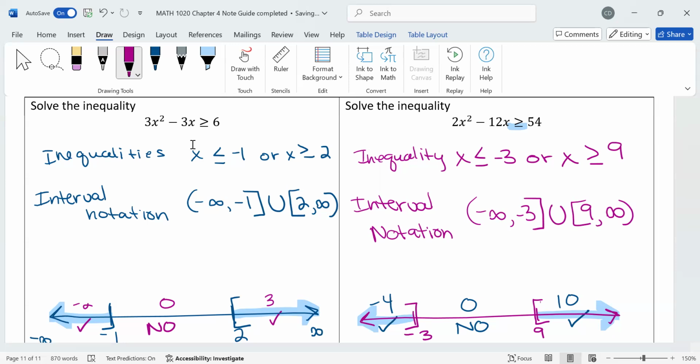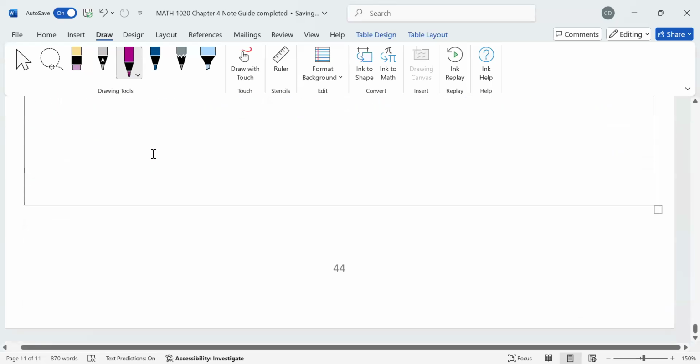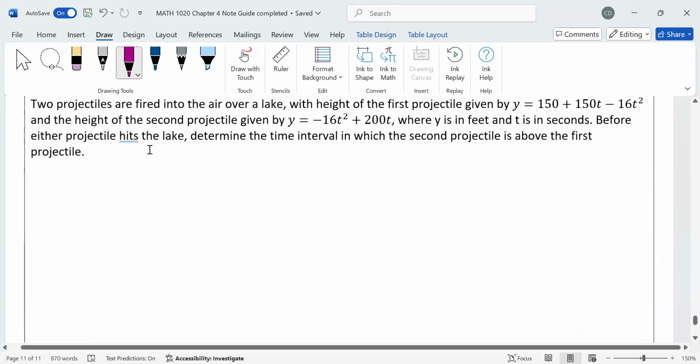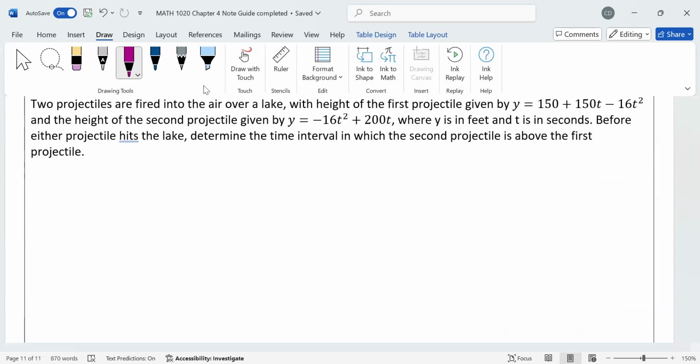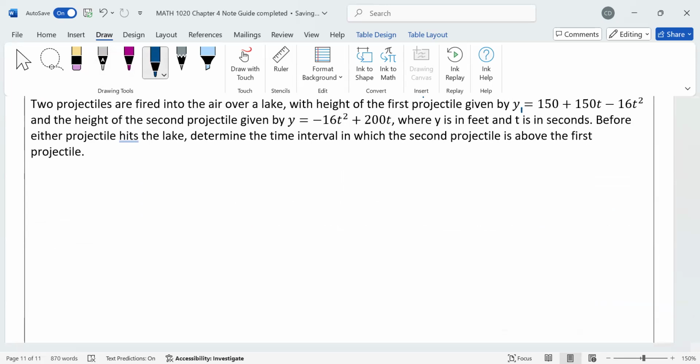All right, we have one more question, I believe. Let's see if this is our last one. Yep, this is our last one. All right. 2 projectiles are fired into the air over a lake with the height of the first projectile given by this equation. And then the height of the second projectile is given by this equation, where y is in feet and t is in seconds. Before either projectile hits the lake, determine the time interval in which the second projectile is above the first.